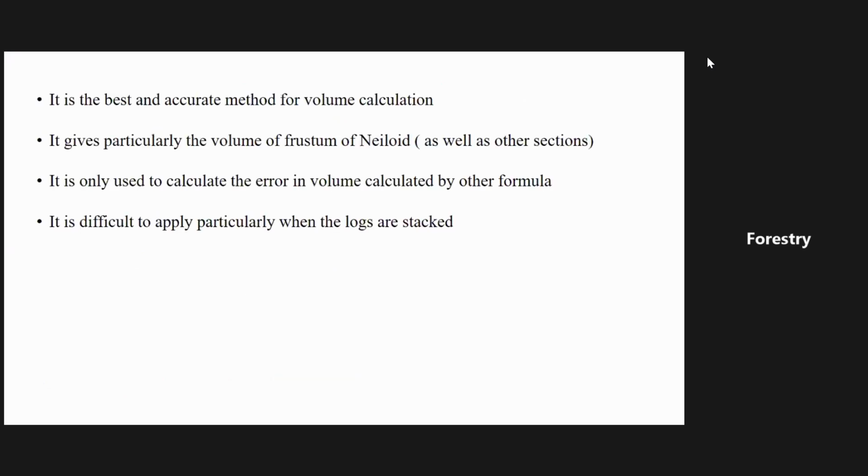We'll use this formula for logs that are in neiloid shape. It is the best and most accurate method for volume calculation of logs, and it gives the volume of the frustum of a neiloid as well as other sections also. Sometimes this formula is used for calculating other sections, and it is used to calculate the error in volume calculated by the other formulas. It is very difficult to apply, particularly when the logs are stacked. We can use this formula for a single log, but we cannot use it when logs are stacked.